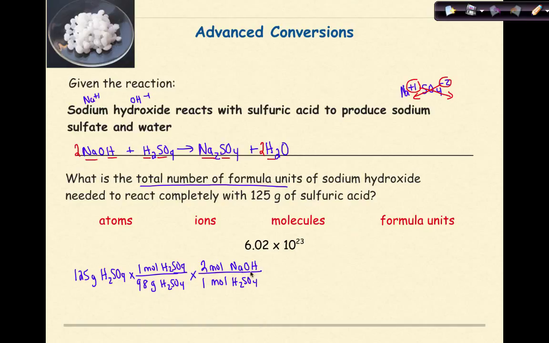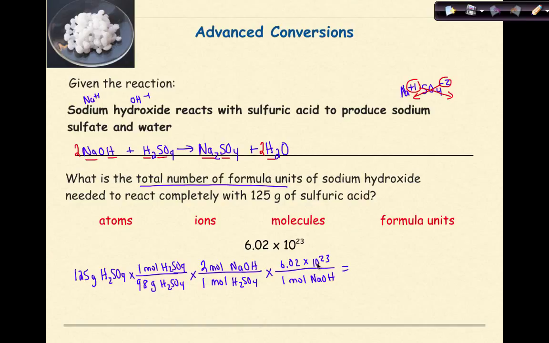And now I'm in moles of sodium hydroxide, but I can't stop there. I need to get to the total number of formula units of sodium hydroxide. So I have 1 step left. So a multiplication sign and a line. I'm starting with moles of NaOH. That means I'm going to put 1 mole on the bottom, because 1 mole of anything, like NaOH, is equal to 6.02 times 10 to the 23rd formula units of sodium hydroxide.